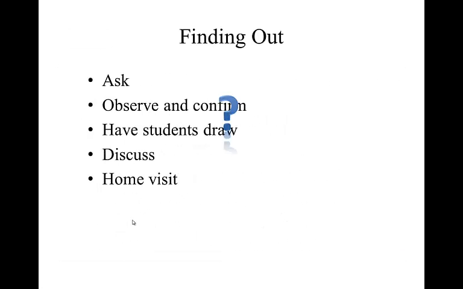How can teachers find out about students' family situations? They can ask, observe, and confirm, and here the confirm part is most important. What you see isn't always what's going on. Again, have students draw, discuss, or do a home visit. Not common anymore, this strategy not only helps teachers bond with the family, but also can provide a lot of information about the student. Families consider this an honor and a sign of interest by the school in many cases.